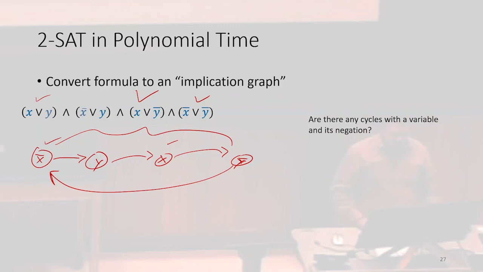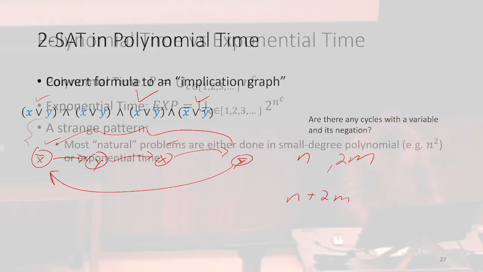So now we have this little trick where essentially we can just build this graph. We have n nodes in this graph that we're creating, and we're going to have 2m edges, because we have 2 edges for each of the m clauses. And then we can just do a breadth first search to figure out, is there any cycle that contains something and its negation? And that's going to be, say, n plus 2m. So this one, again, is an efficient algorithm.